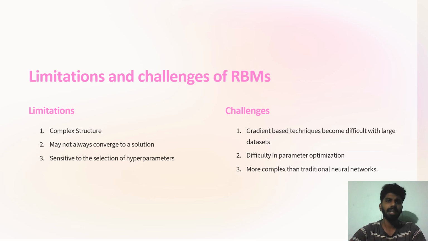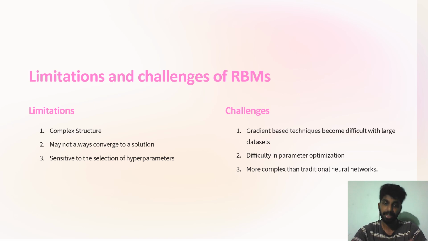Now, what are the examples of these hyperparameters? The hyperparameters are such as learning rate, batch size, number of hidden units, and number of Gibbs sampling steps in contrastive divergence. These are some limitations of these RBMs.